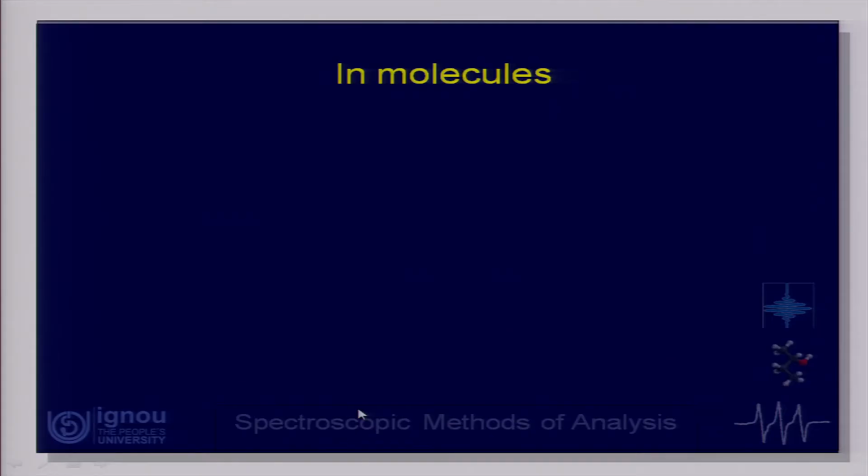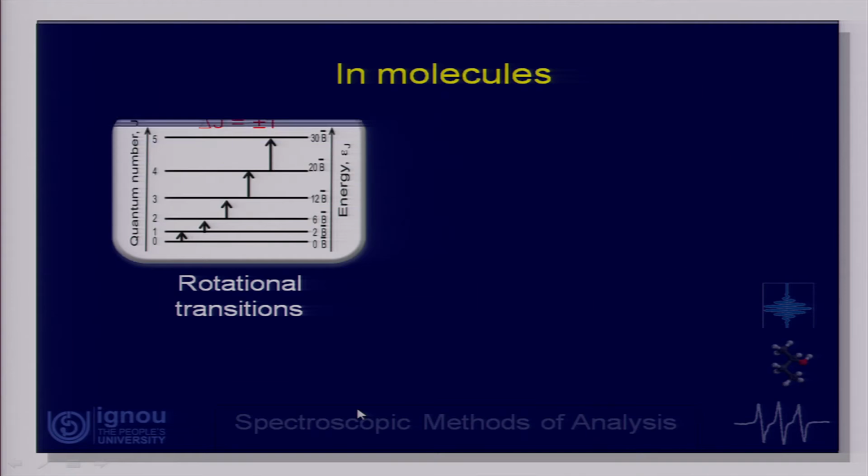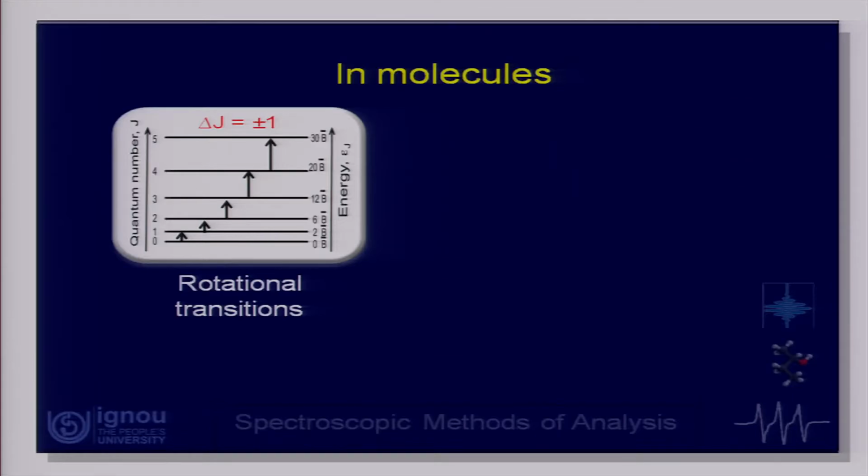Now, when we move on to the molecules, there are a variety of possibilities. One possibility is that we give radiation, and only rotational excitations take place. That means the system goes from a given rotational energy level to a higher energy level, and this forms the basis for microwave spectroscopy. Rotational excitation primarily means that the molecule, rotating at a certain frequency, starts rotating faster. That is the meaning of excitation there.